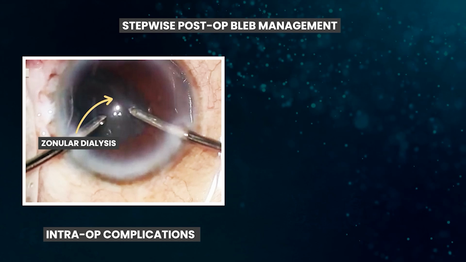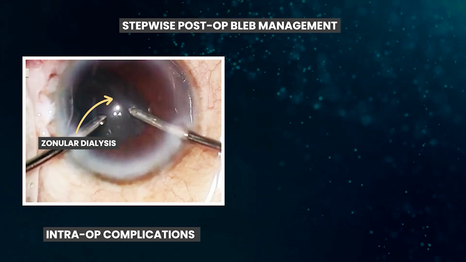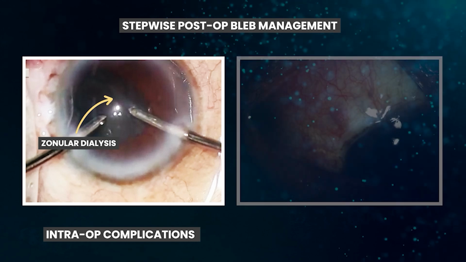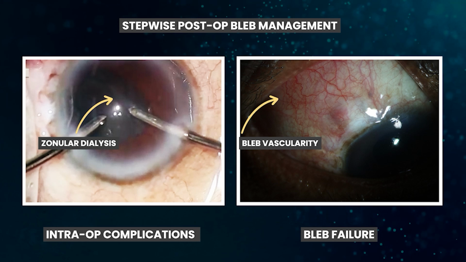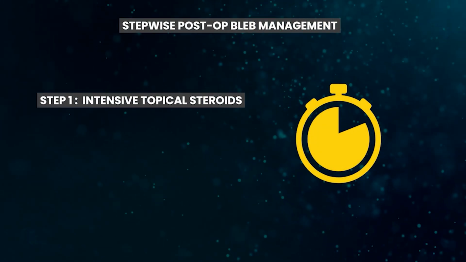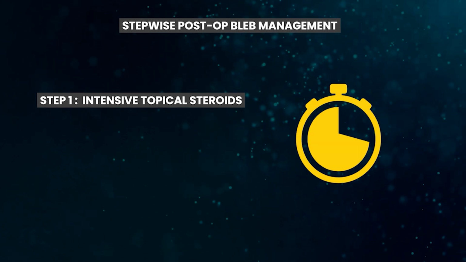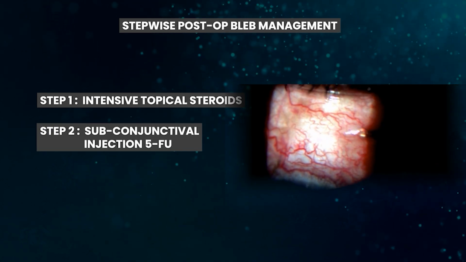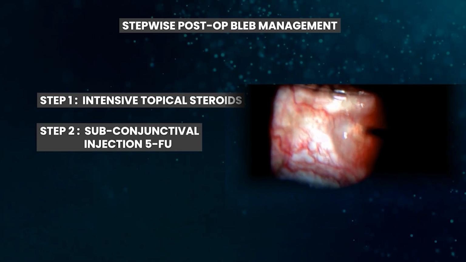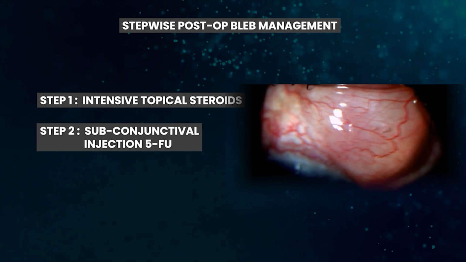Surgical complications in glaucomatous eyes are not uncommon, and the post-op bleb management is as crucial as the surgery itself. The earliest sign of bleb failure, even before the IOP rises, is an increase in the vascularity around the bleb. At this stage, intensive application of topical corticosteroids can help reduce inflammation and prevent scarring of the bleb. If the bleb vascularity does not reduce, 0.1 ml of 5-fluorouracil can be injected subconjunctivally adjacent to the bleb.